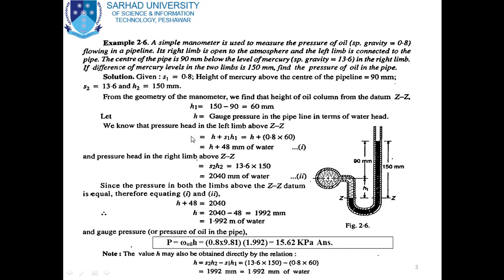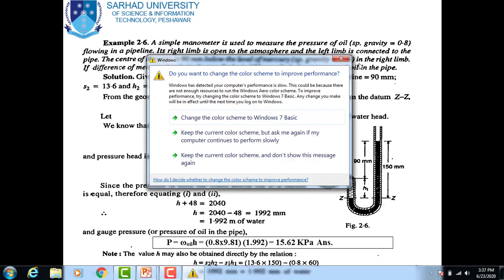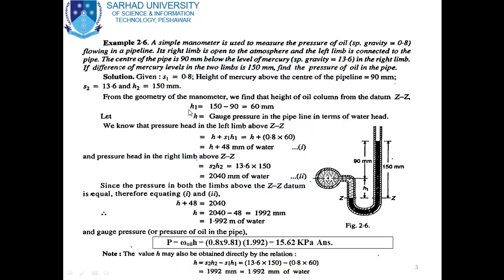So here is example number 2.6, and the statement of the example is: a simple manometer is used to measure the pressure of oil having a specific gravity equal to 0.8 flowing in a pipeline. Its right limb is open to the atmosphere and the left limb is connected to the pipe. The center of the pipe is 90 mm below the level of mercury, having a specific gravity equal to 13.6 in the right limb. If the difference of mercury levels in the two limbs is 150 mm, find the pressure of oil in the pipe.